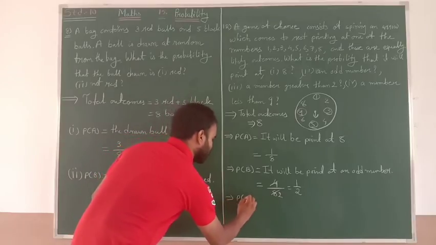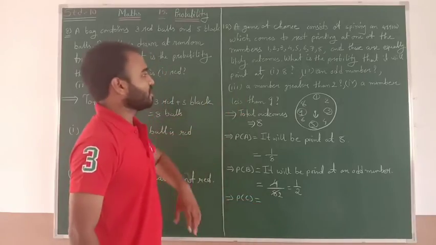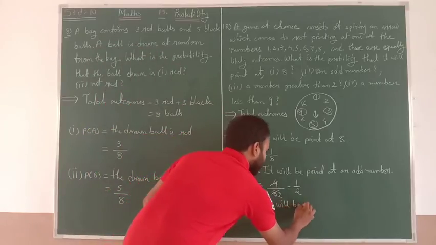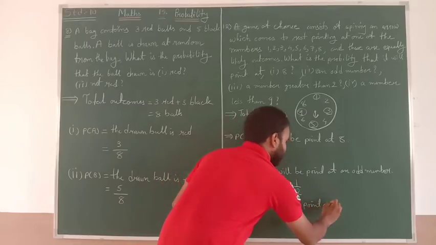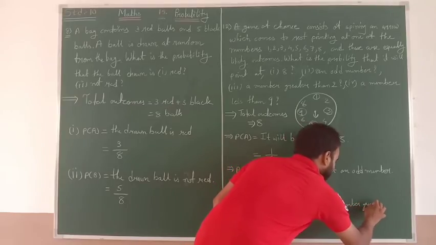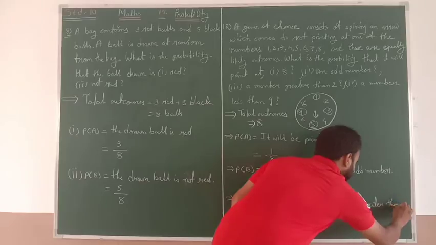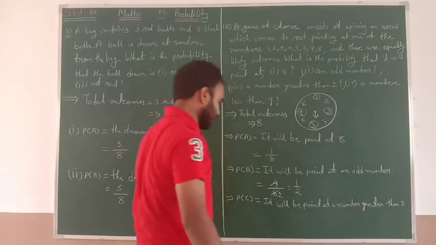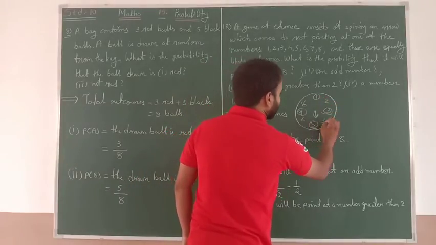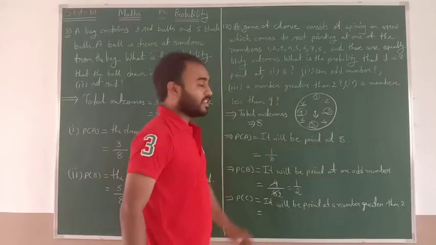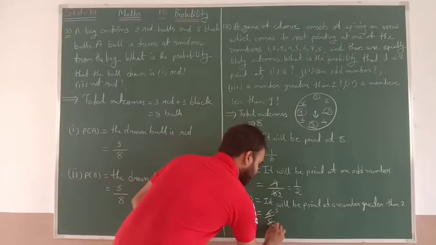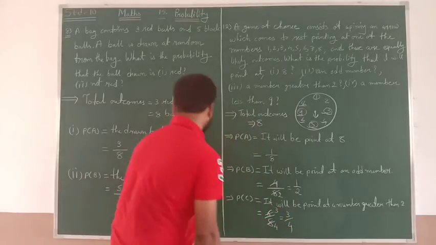Then the next will be P of C. What is given? A number greater than 2. So it will be P of getting a number greater than 2. So how many numbers are greater than 2? That is 3, 4, 5, 6, 7 and 8. Total 6 numbers are there. The answer will be 6 by 8. 3 2s are 6, 4 2s are 8. The answer will be 3 by 4.